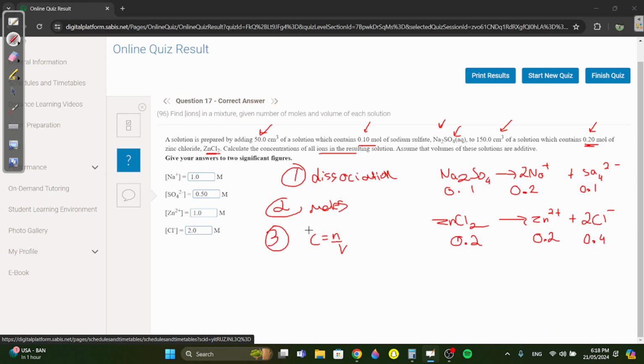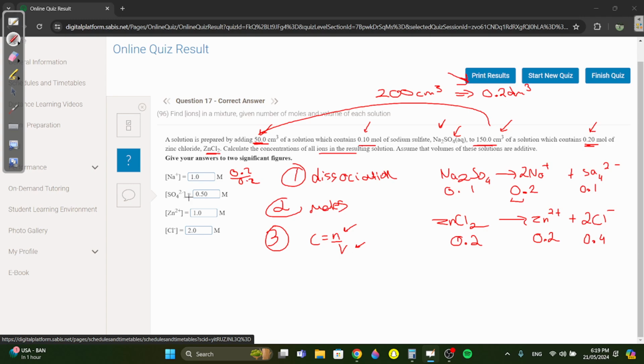Now what do we do? C equals n over V. Very simple. But our volume is 50 plus 150, right? 50 plus 150, which is 200 centimeter cube. But we need the volume in dm cube. So this is 0.2 dm cube. To convert, you just divide by 1000. For each one, for Na, it's going to be the moles of Na, which we said is 0.2, divided by 0.2, which is the volume, right? This is the V total, 0.2 dm cube.